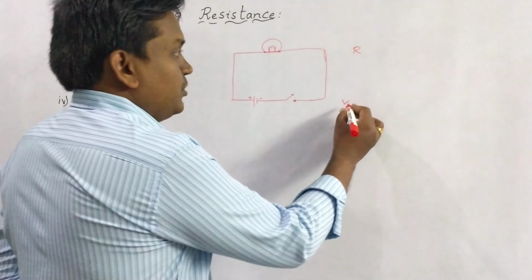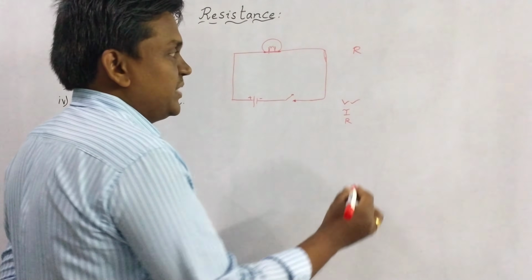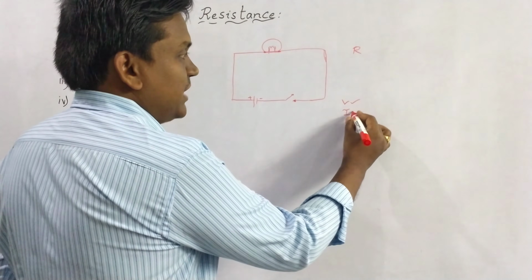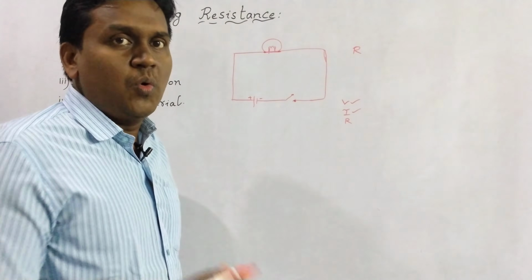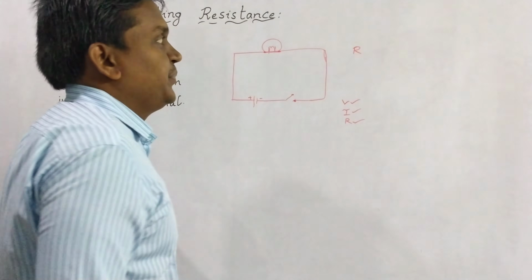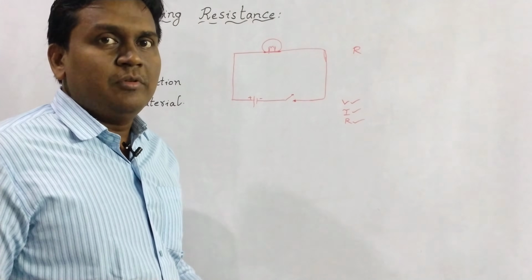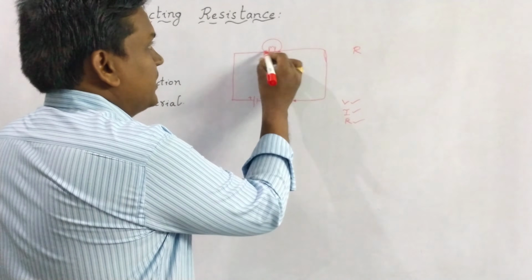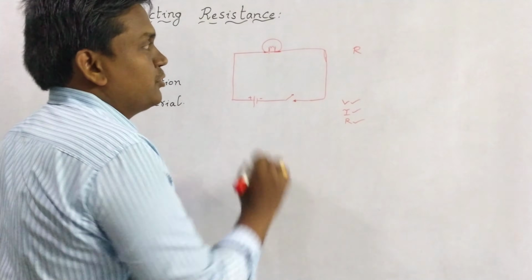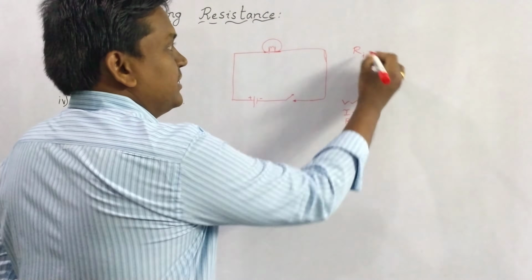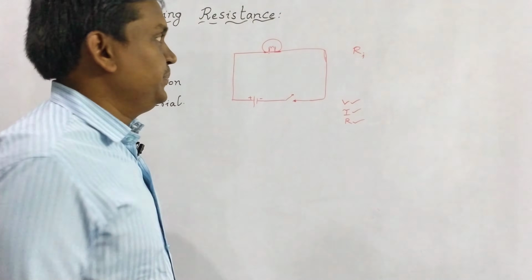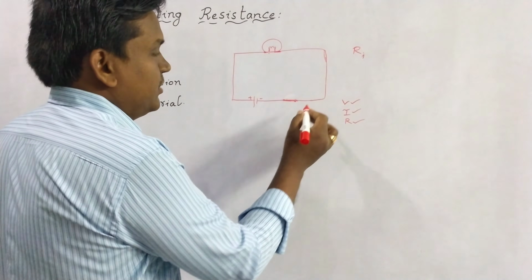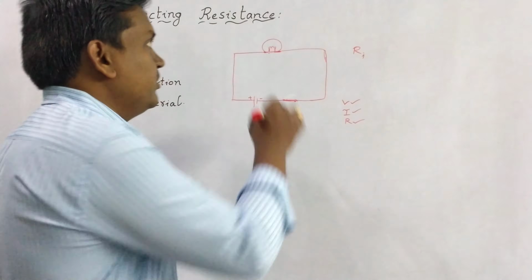If a device is used to measure only potential difference, that is called a voltmeter. If it measures only current, that is an ammeter. If it measures only resistance, that is an ohmmeter. But with a multimeter, we can measure all these three. So we take a reading when the circuit is open, and we get some resistance, which we consider as Ri.